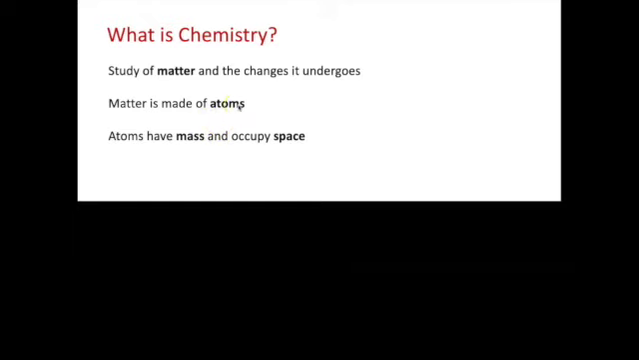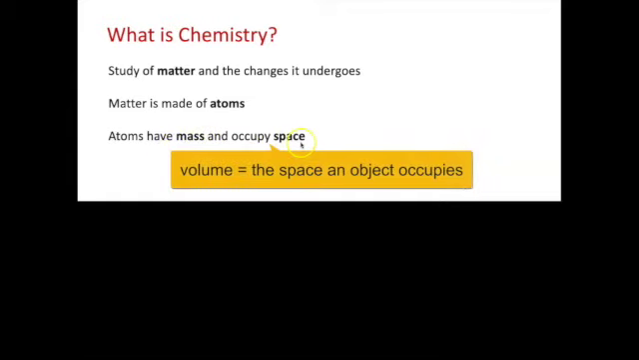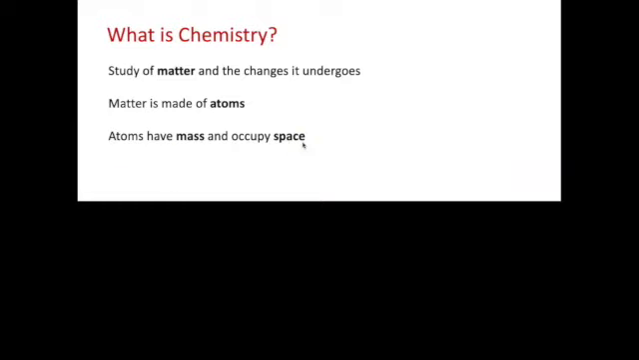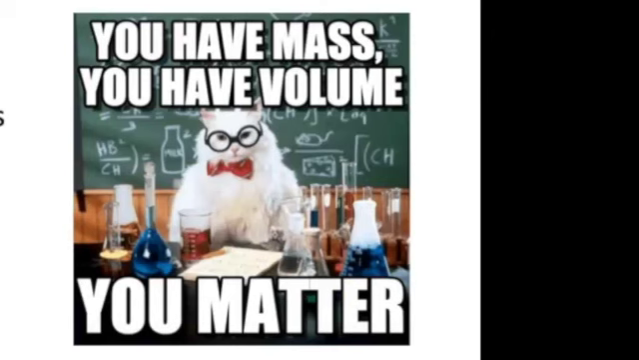So there's another definition of matter, which is that matter, which is made out of atoms, is anything that has mass and occupies space. Occupying space, that's the definition of volume. So all of that applies to the table, the chair, your computer, your smartphone. They all have matter and they all occupy space. So if you have mass and you have volume, which is occupying space, you are matter and you do matter.